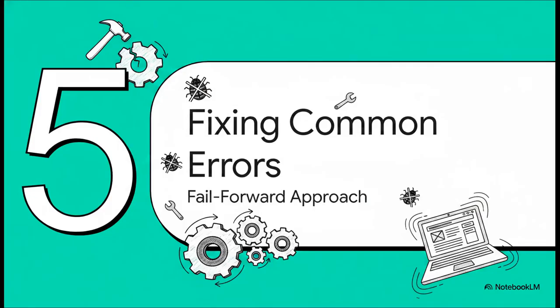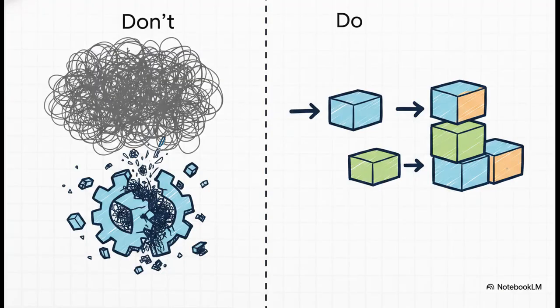Finally, Part 5. Fixing common artifact errors. The fail-forward approach. Look, when you're building tools at this speed, things are going to break. It's just part of the process. So let's embrace that fail-forward mindset and figure out how to fix the big ones. Okay, mistake number 1, trying to build the whole shebang all at once in one giant prompt.